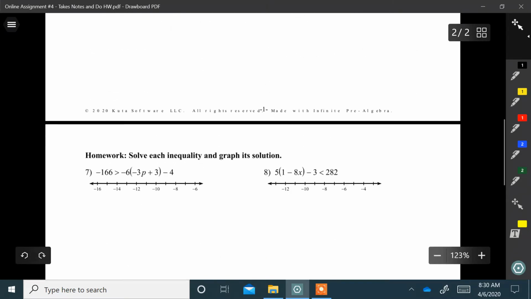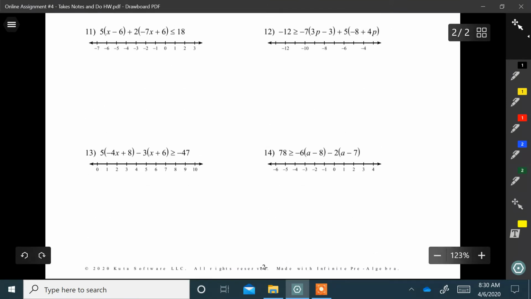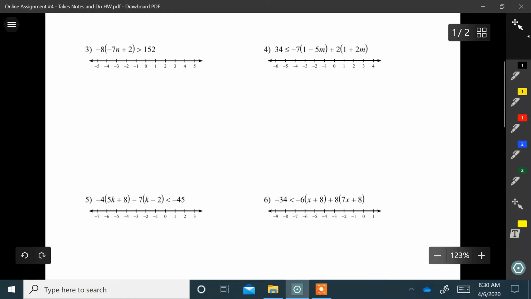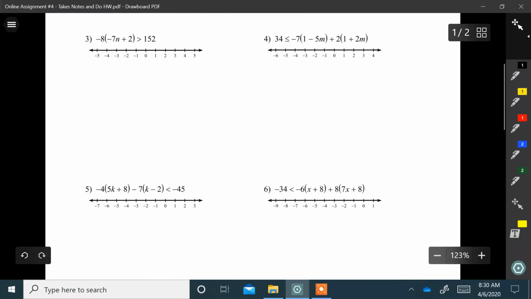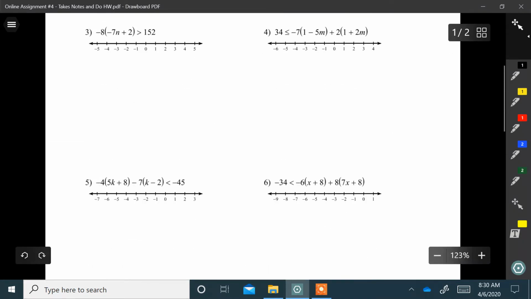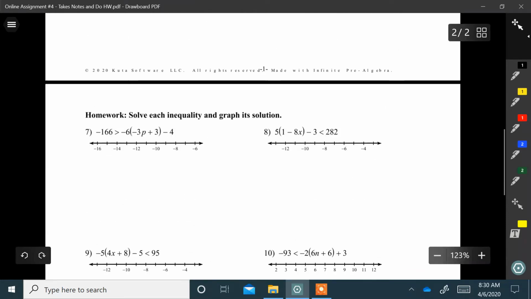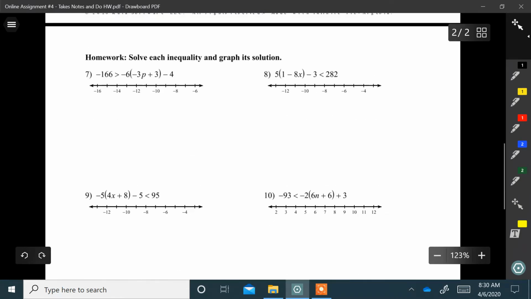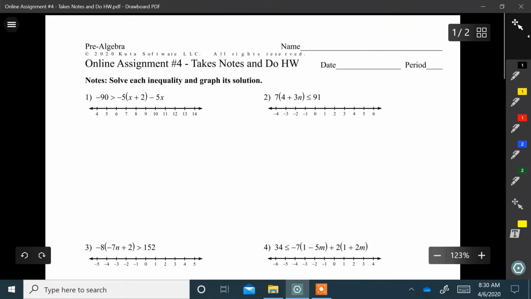And then for homework, I'm going to have you guys do 7 through 14. Now it's important that you understand that you have to upload or show me that you did the notes and the homework. So you're going to be submitting pictures of your work from 1 through 14. Only that I'm going to be doing 1 through 6. So I'm going to be doing a lot of your work here.